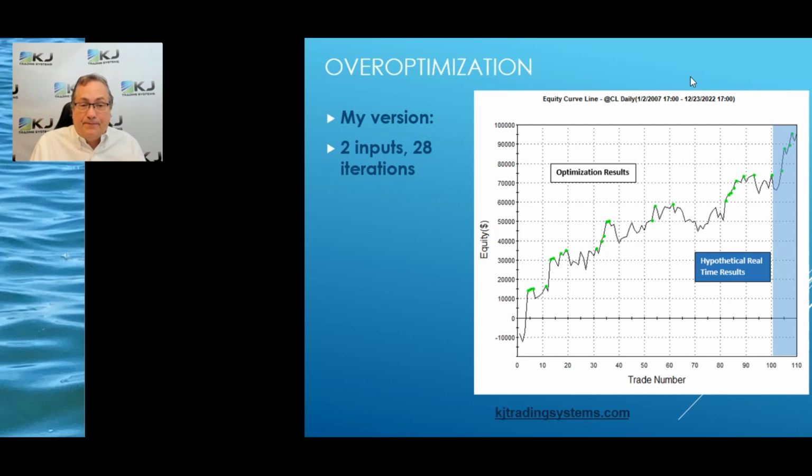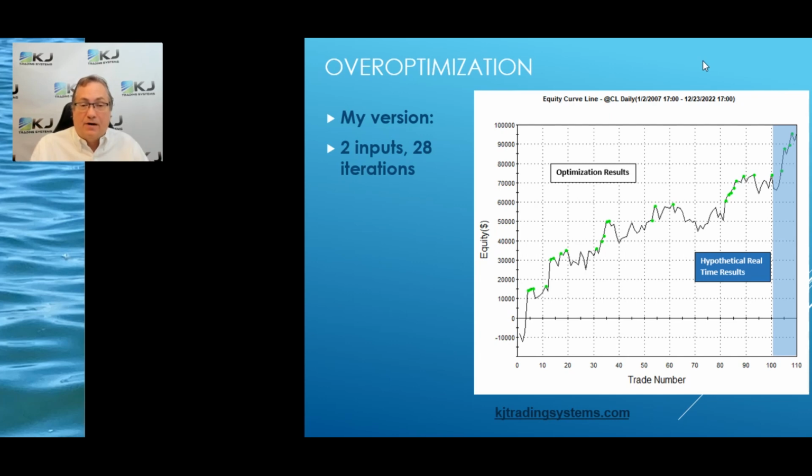Let's talk about over optimization, okay? Because this is something that a lot of people fall victim to. Here's a strategy that I created. You can watch a different video that goes through the rules and describes them. But in my version of the strategy, I only have 2 inputs that I optimize, and I only did 28 iterations. Usually people are looking for thousands or millions of iterations and dozens of inputs. I keep it simple, and here's what I got.